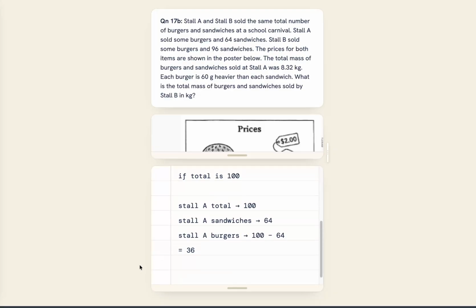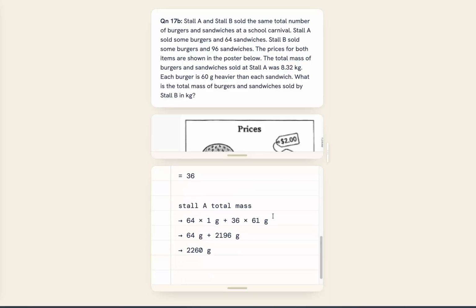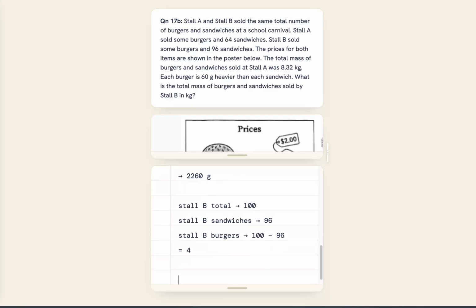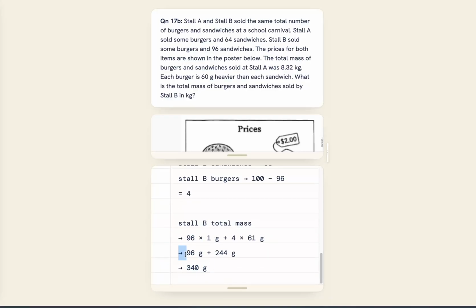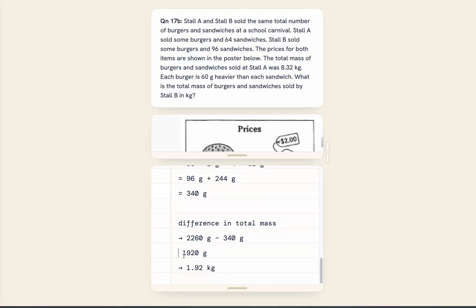So if we calculate the total mass of stall A is 2,260 grams. And then stall B as well, we'll do the same as what we've done earlier. We'll calculate the number of sandwiches and burgers. So stall B total mass will then be equal to 340 grams. That's what we see over here. Okay. So now the thing is, the difference in total mass between stall A and stall B will just be 2260 minus 340, which is 1920 grams or 1.92 kilograms.